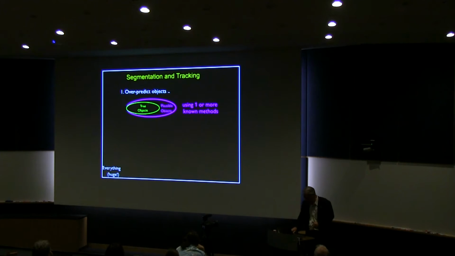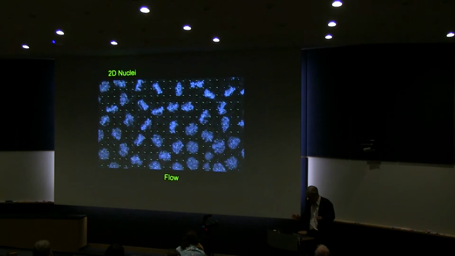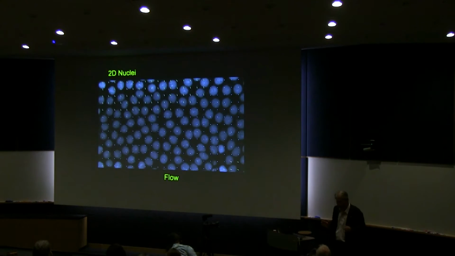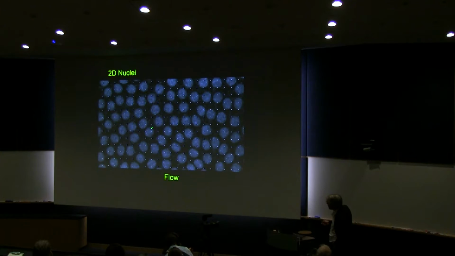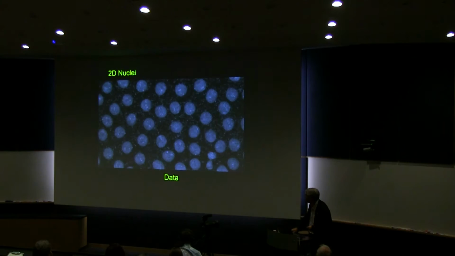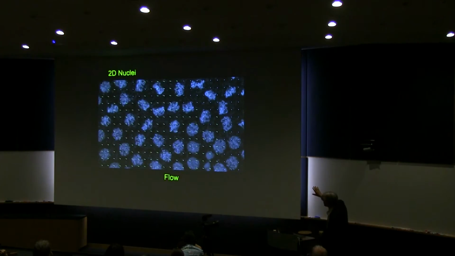So I showed it to you in detail in 1D, okay? We've used it for 2D now, okay? And for 2D, the one thing you have to do is, these are nuclei on the surface of an embryo. Let's play it again. Okay, you have to account for flow. So notice that these things are moving. That's the data. And then you have to account, so you notice it's moving, so you have to account for the flow.